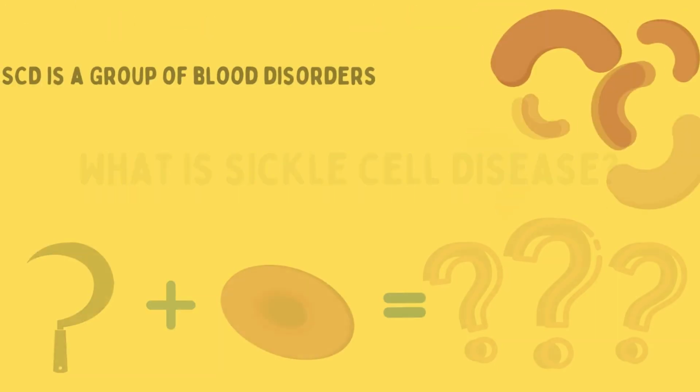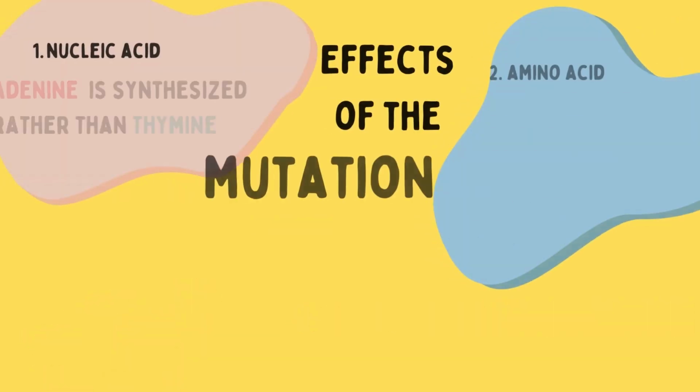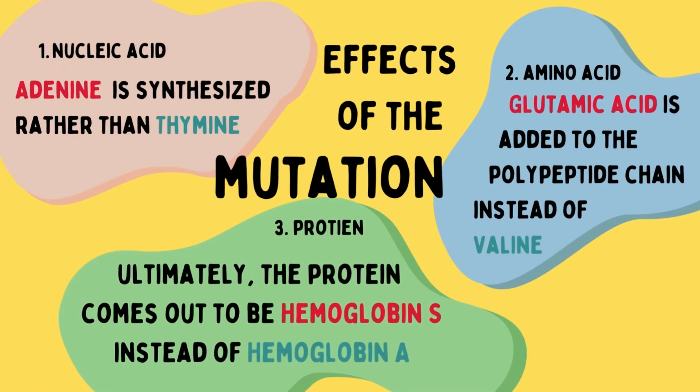We will start by introducing what sickle cell disease is. Sickle cell disease, or SCD for short, is a group of blood disorders that arise from a point mutation in the hemoglobin beta gene. This point mutation occurs as a substitution mutation. We would like to know if you are unfamiliar with the topic of mutations. We have attached an infographic below to explain what they are and how they occur.